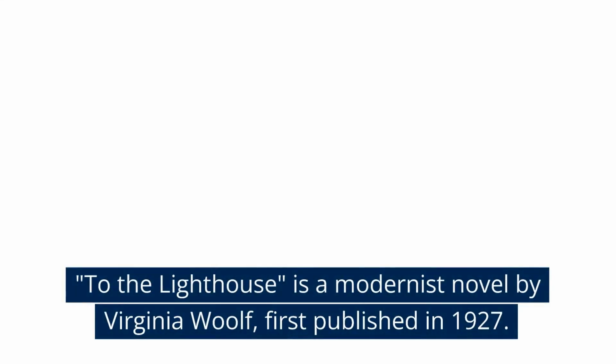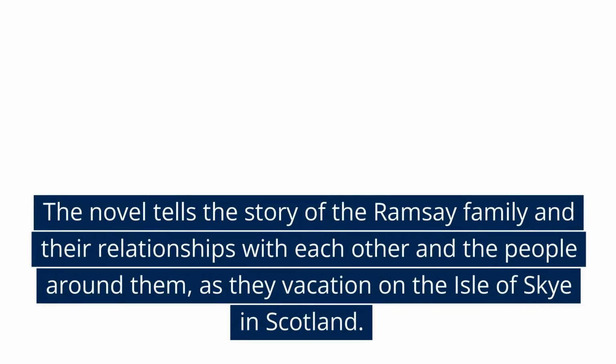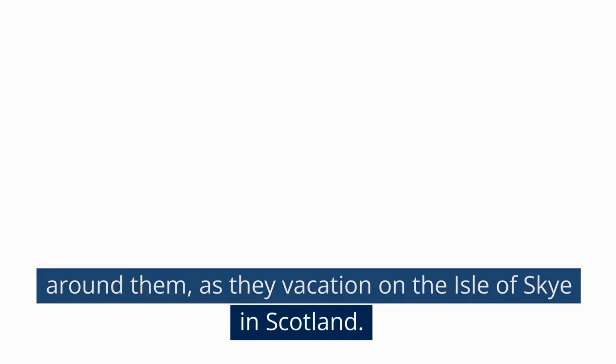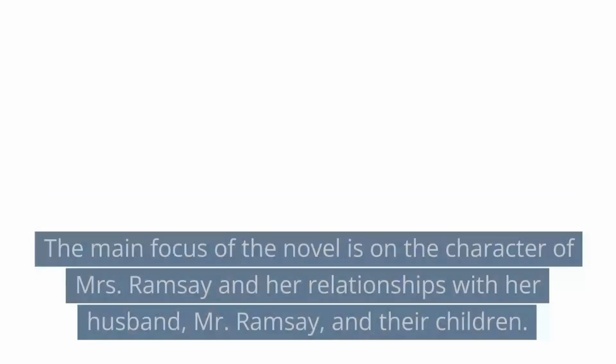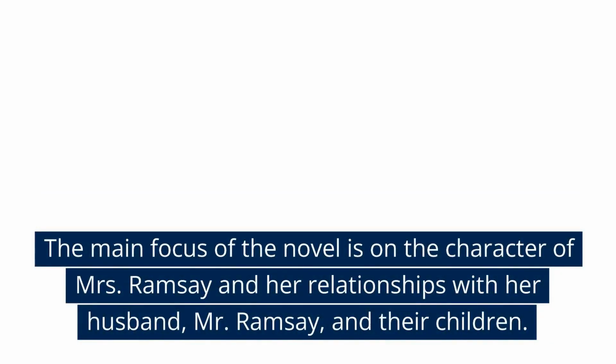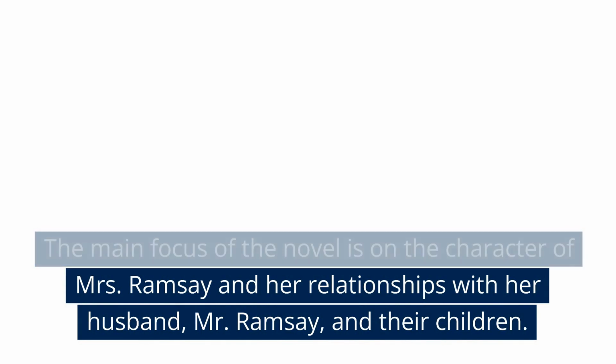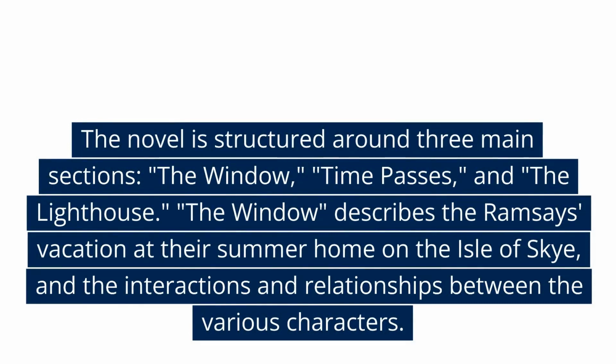To the Lighthouse is a modernist novel by Virginia Woolf, first published in 1927. The novel tells the story of the Ramsay family and their relationships with each other and the people around them, as they vacation on the Isle of Skye in Scotland. The main focus of the novel is on the character of Mrs. Ramsay and her relationships with her husband, Mr. Ramsay, and their children. The novel is structured around three main sections: The Window, Time Passes, and The Lighthouse.